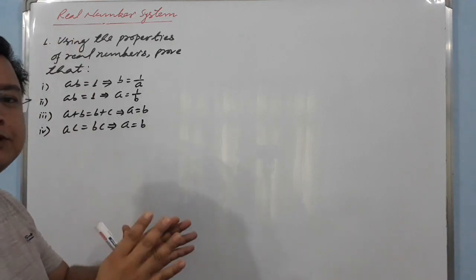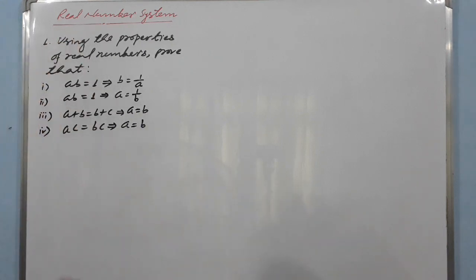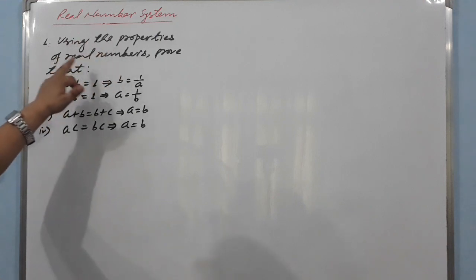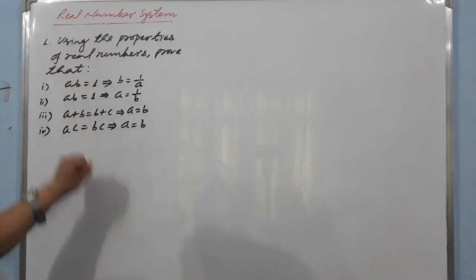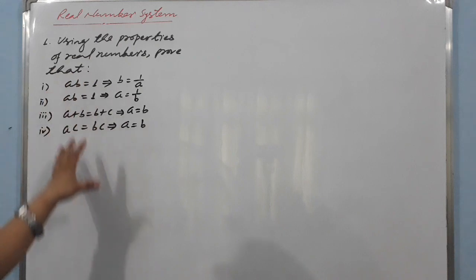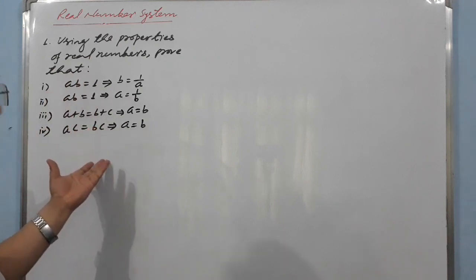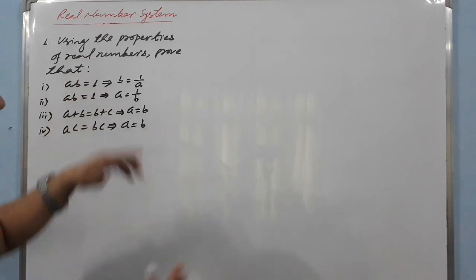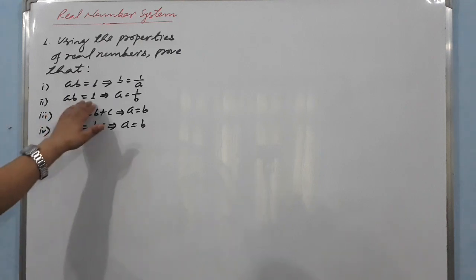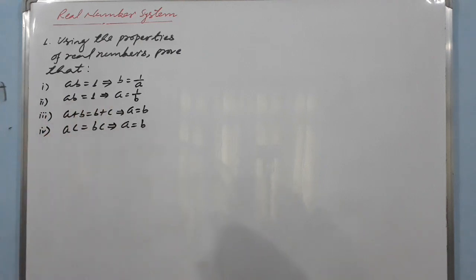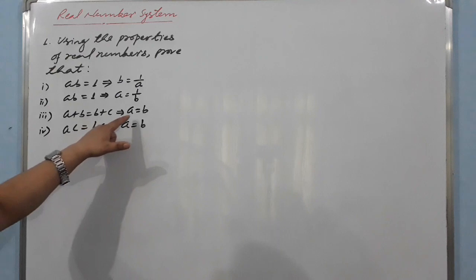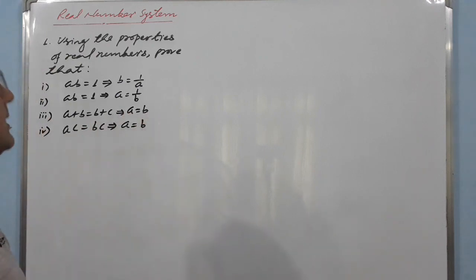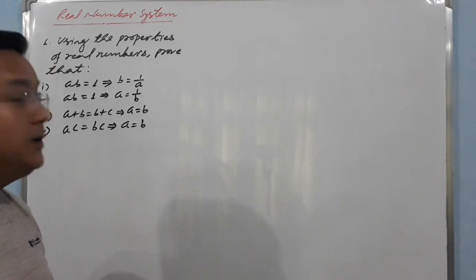Today's topic is the real number system. Using the properties of real numbers, prove that: if ab = 1, then b = 1/a and a = 1/b; if a + b = b + c, then a = c; and if ac = bc, then a = b.